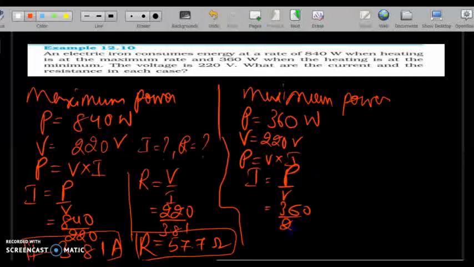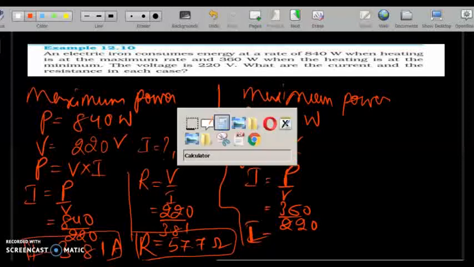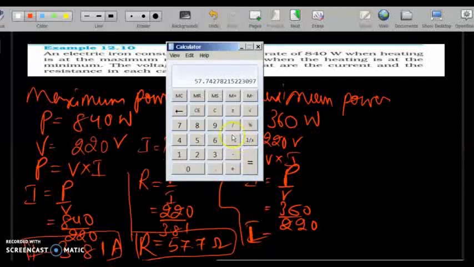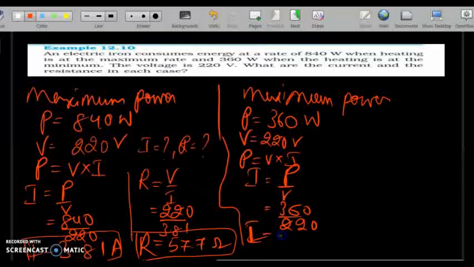360 divided by 220. So let us see I. What is I there? That is 360 divided by 220. That will give me 1.63. So that is 1.63 ampere.